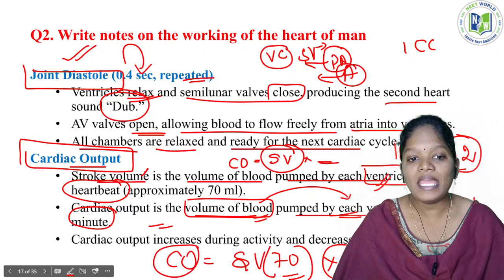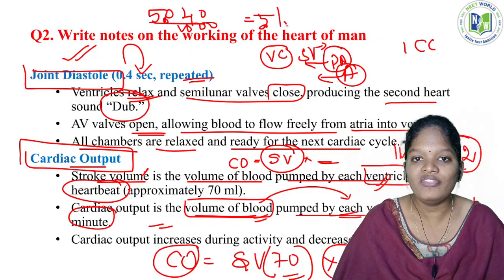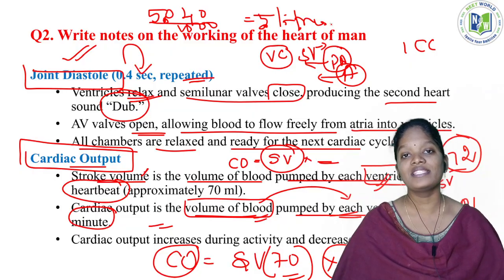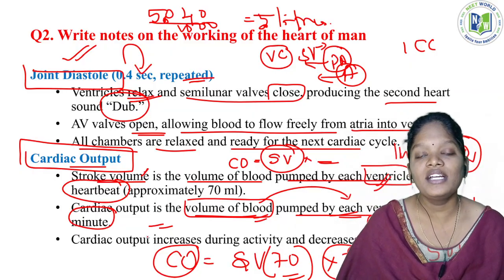So this is in ml. We divide this 5040 by 1000, so it will be approximately 5 liters. That is why we always say that in the human body there are 5 liters of blood. So 5 liters of blood is nothing but the cardiac output.